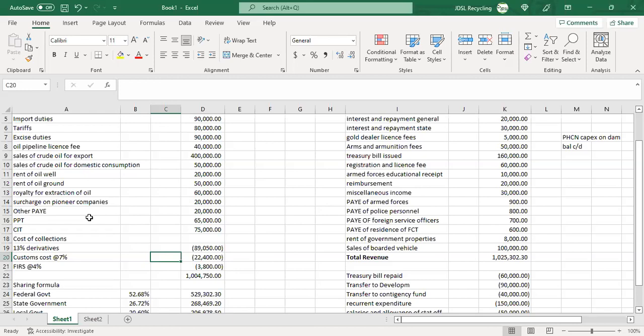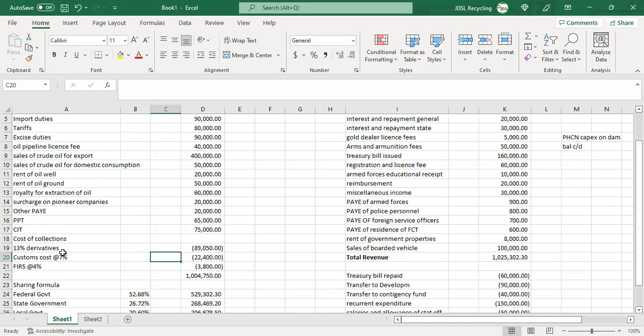Part of it is fueling and some other expenditure that may be needed, which may not be catered for by the Federation account. And don't forget that these people are federal government workers, and as federal government workers, their function is to work alongside the Federation account. Cost of collection: they are one of the revenue collection agencies. So this percentage we have been giving to them is for the other expenditures that they are going to spend on collecting these categories of revenue. And it is stated under the law. It's the law that governs this collection.